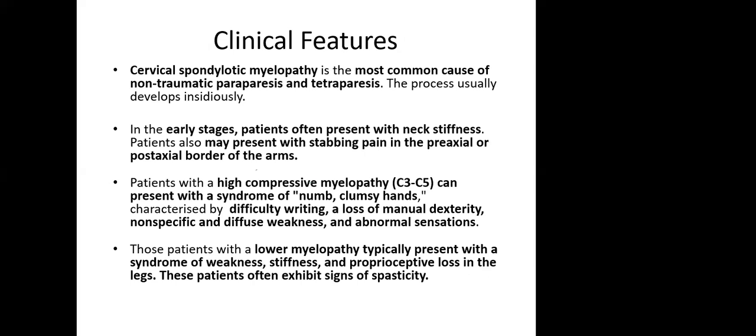Cervical spondylotic myelopathy is the most common cause of non-traumatic paralysis and tetraparalysis, and the process usually develops insidiously. High compressive myelopathy, that's between C3 to C5, can present with a syndrome of numb, clumsy hands, characterized by difficulty with writing, loss of manual dexterity, non-specific and diffuse weakness, and abnormal sensations.